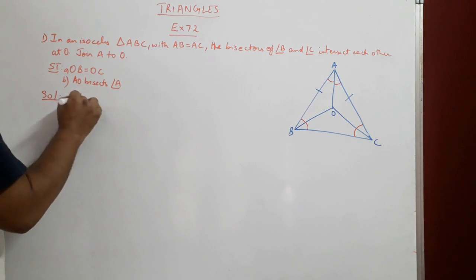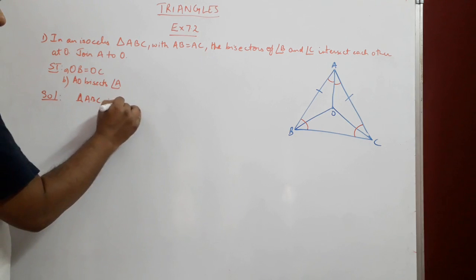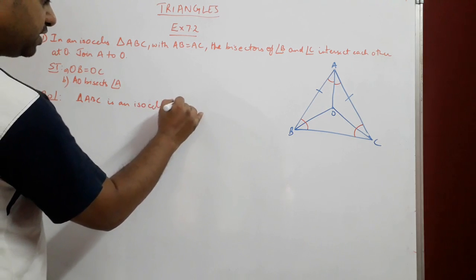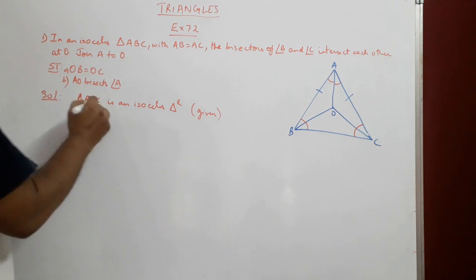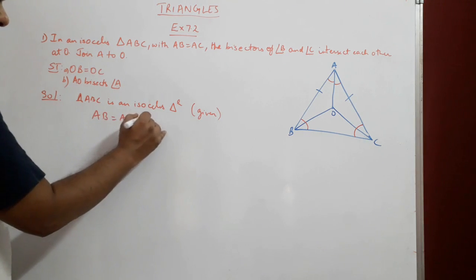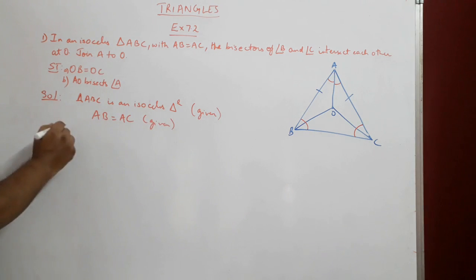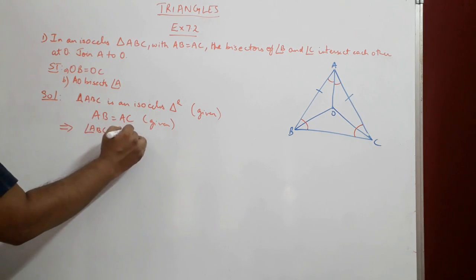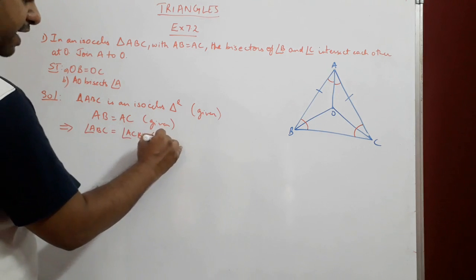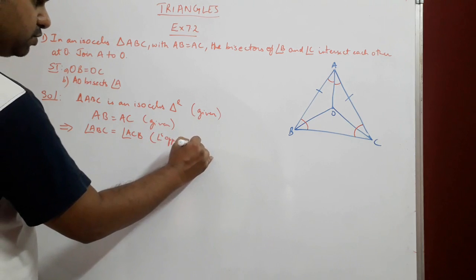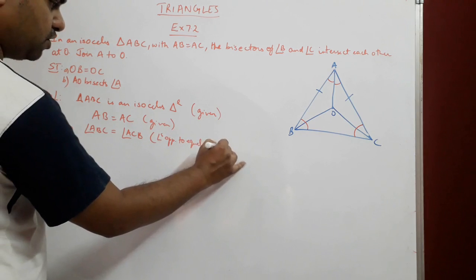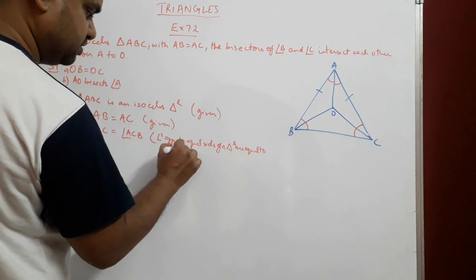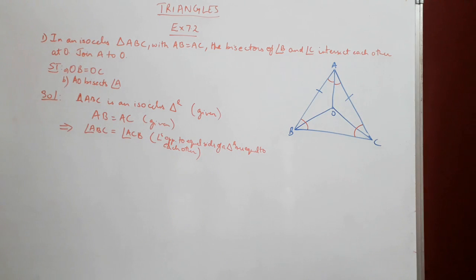Triangle ABC is an isosceles triangle, which is given. We are also given the sides which are equal to each other, so AB is equal to AC, which is also given. So this implies that angle ABC is equal to angle ACB, since angles opposite to equal sides of a triangle are equal to each other. This is a property of an isosceles triangle.